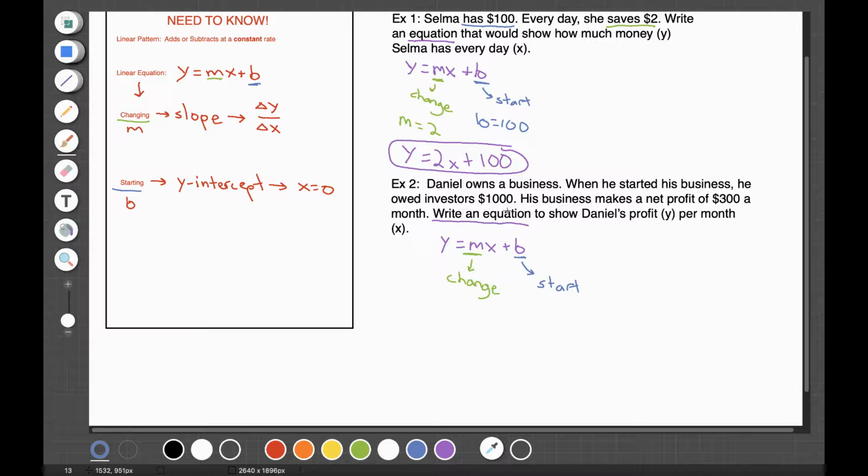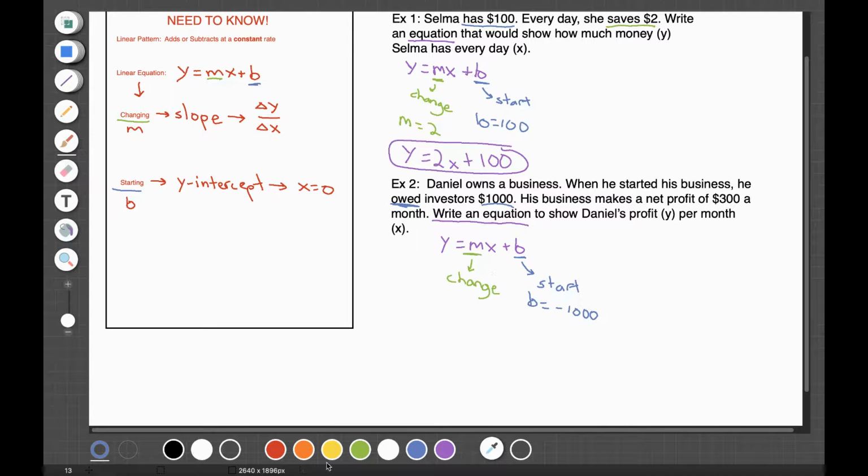So if you owe investors $1,000, do you have $1,000? Great job. No. What that means is that you're starting with negative $1,000. Because you owe, that's important. Because you owe, our b is negative 1,000. You have to read into that context to understand, is that going to be a positive 1,000 or negative? If you owe people money, you have negative $1,000.